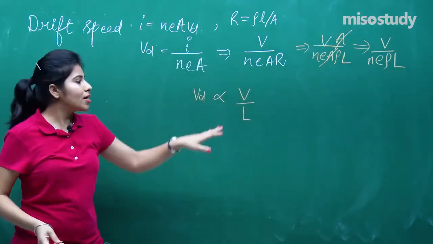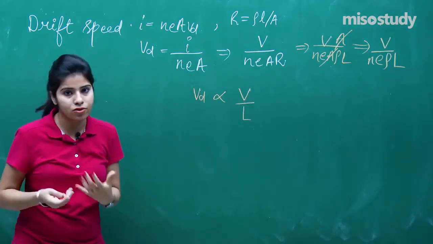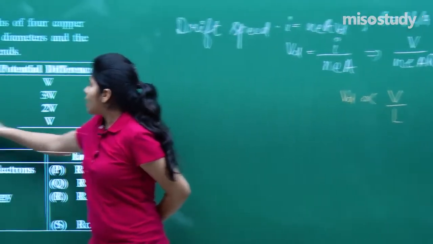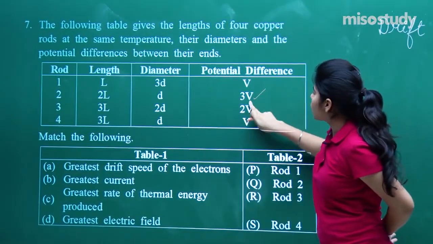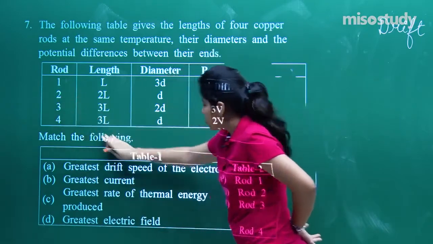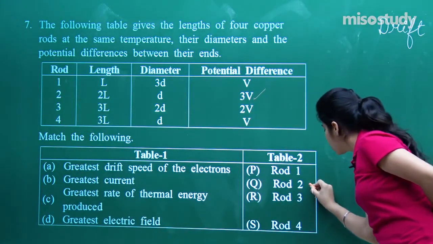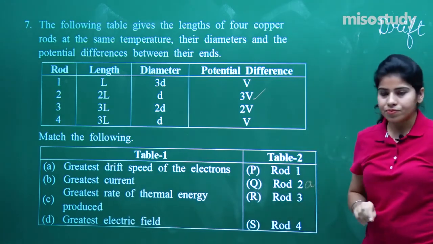Now we can see that the one which will be having maximum potential will be having greatest drift speed. So I can see the maximum potential is 3 volt and this is for rod number 2. So that means greatest drift speed will be for rod number 2. So this will be the answer A.